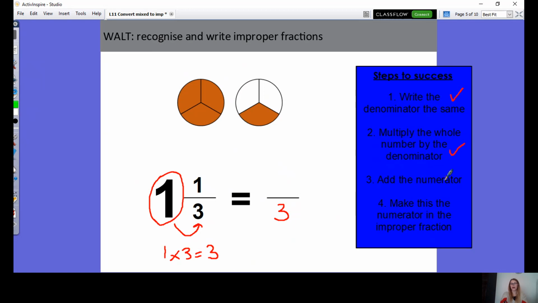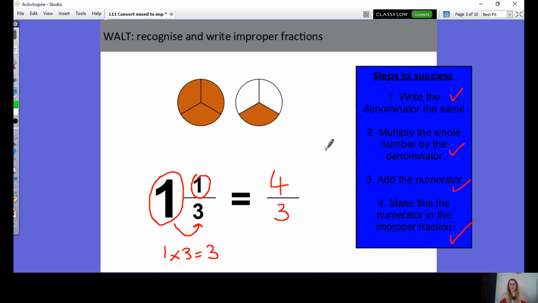Then I need to add the numerator. So step 2 was 1 times 3 is 3. I'm going to add on the numerator, which is 1 again. 3 add 1 is 4. So I've added, 3 add 1 is 4. That needs to be now my numerator, which is step 4.